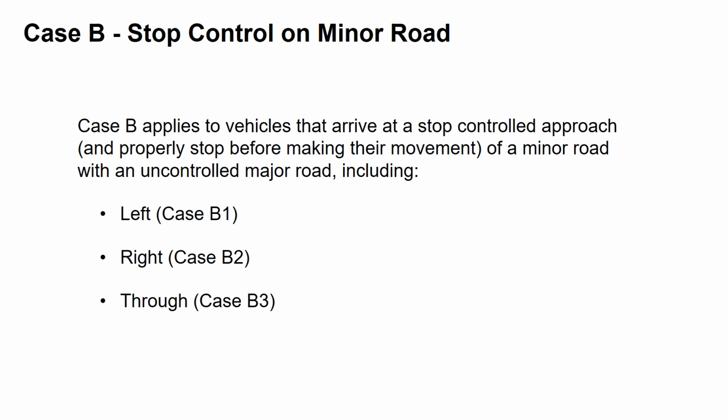And there's 3 subcategories here. The left is case B1, turning right is case B2, and going through the intersection is case B3. So we need to identify that we're at a stop control on a minor road, case B, and then the specific movement type that we may be making, left, right, or through, for the vehicle of interest.